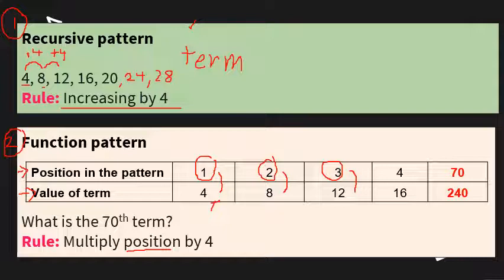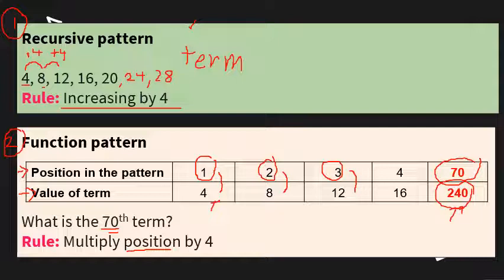So here, what is the 70th term? I don't need to keep on adding plus 4, plus 4, plus 4 all the way up to the 70th position. All I need to do is multiply 70 by 4, and I get my value, or the term in the pattern, which here is 240.